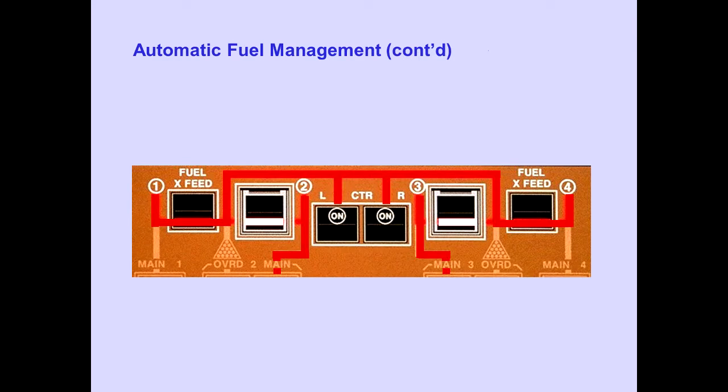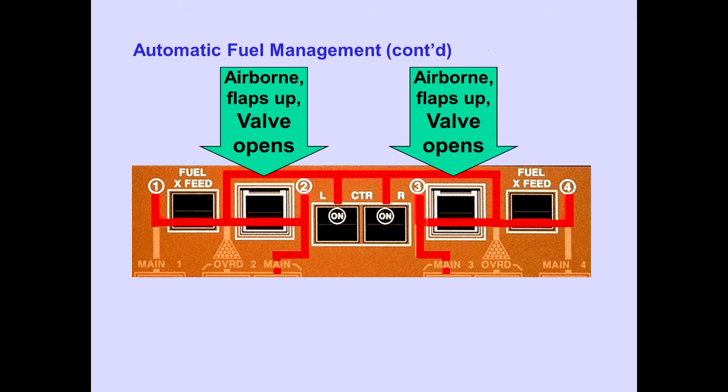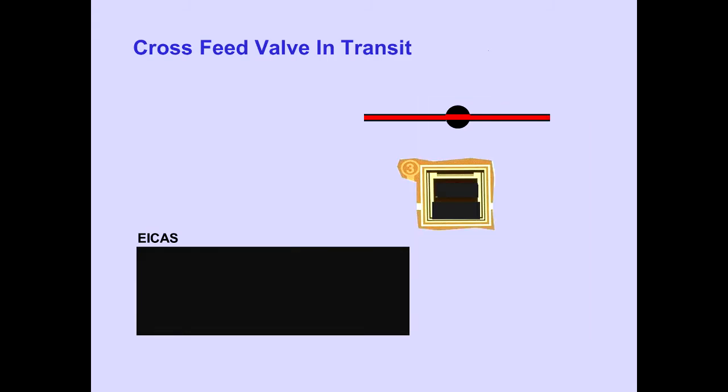After takeoff, when the flaps are retracted, crossfeed valves 2 and 3 open. The center wing tank now supplies fuel to all engines. The ICASS advisory message, fuel crossfeed 2 and 3, is displayed when the valve position disagrees with the commanded position. The valve light also illuminates. When the valve is in transit, the valve light illuminates, but the ICASS message is inhibited.